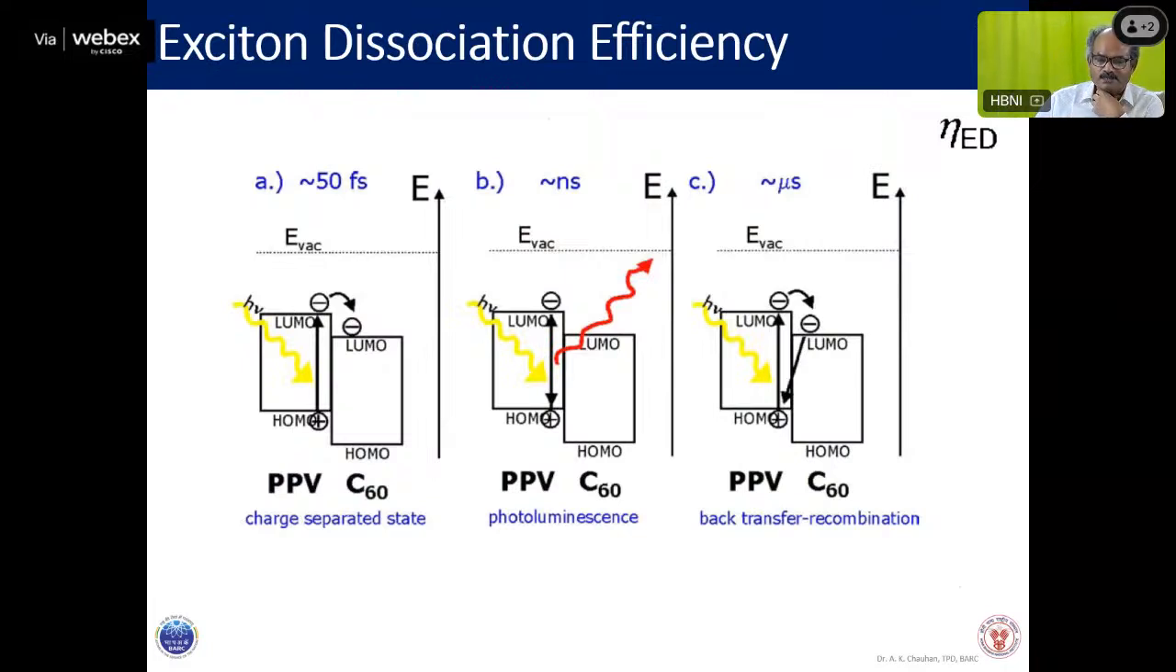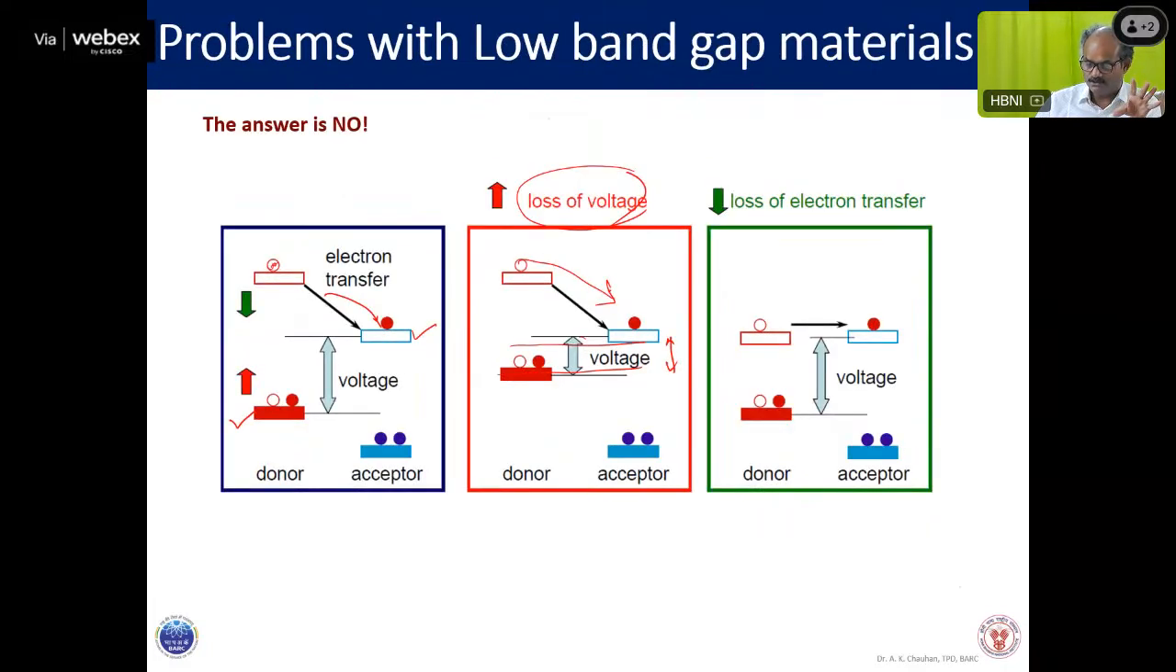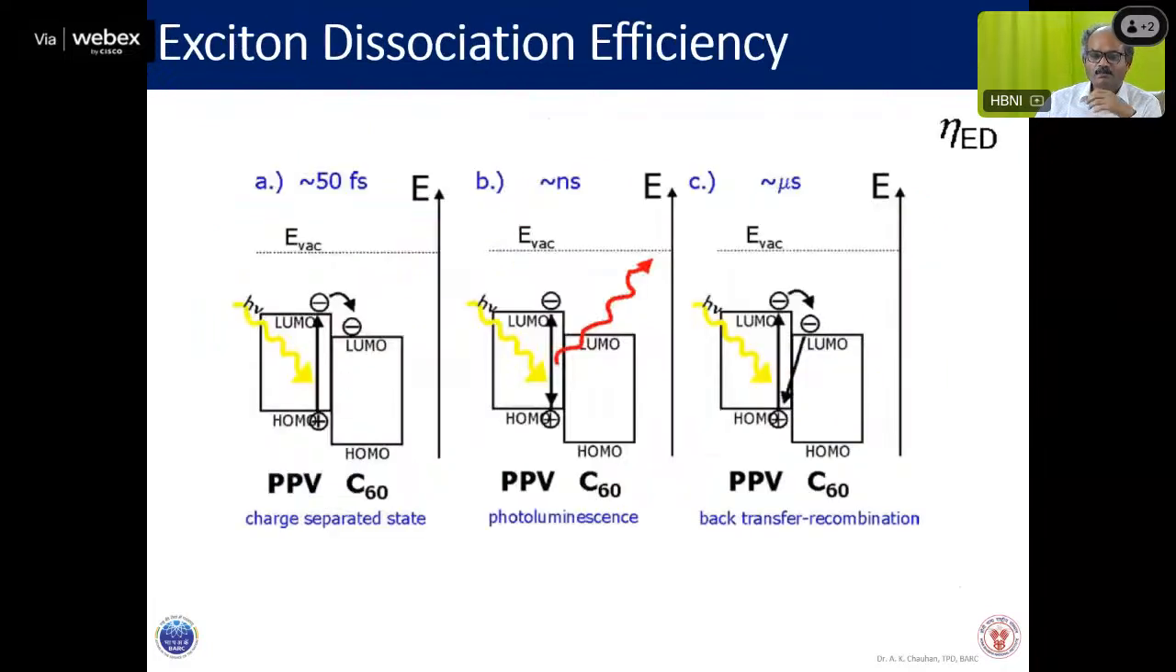Now, next is exciton. This part, whatever I explained, I think it is clear to you. Now, the next part is exciton dissociation efficiency. Excitons, we now know very well, are bound pairs. When they reach the boundary, they can either recombine back, or give a radiative recombination in the form of photoluminescence. They can back recombine also, and they can get separated also.